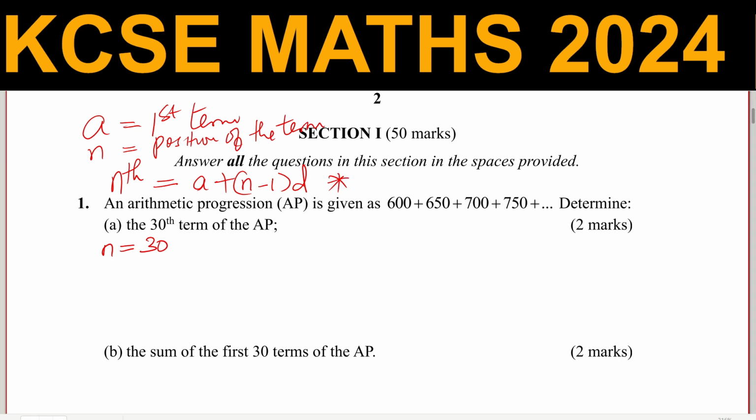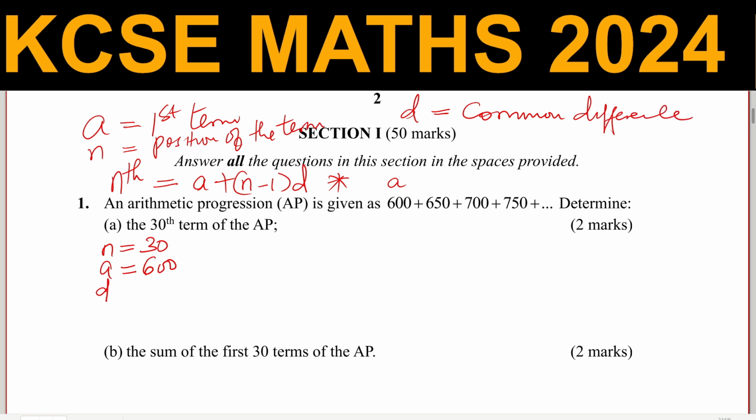And this is what you're going to use in this part. So what we need to identify is a. What is the first term? The first term is 600. Then d is the common difference of the progression. d is equal to the common difference.